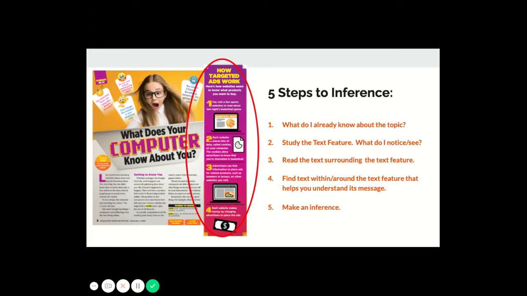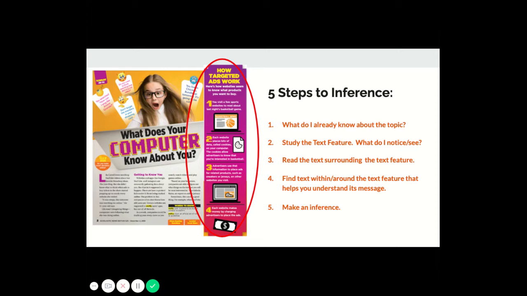Our first step is we're going to ask ourselves, what do I already know about this topic? Second, I'm going to jot down anything I notice or see in the photograph or other text feature. Third, I read any text that might be surrounding the text feature. It could be in captions, it could be in the text box, it could be in the text below it, in the paragraphs below it or above it, as long as it's related and it helps me draw a connection.